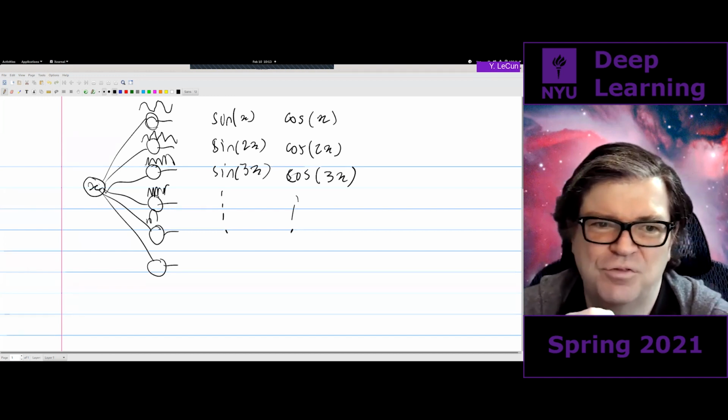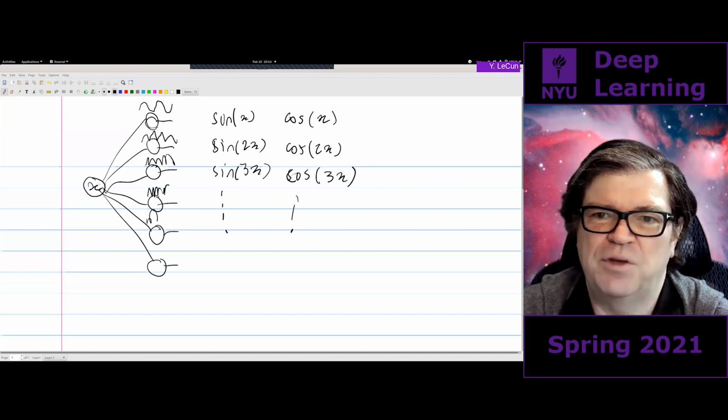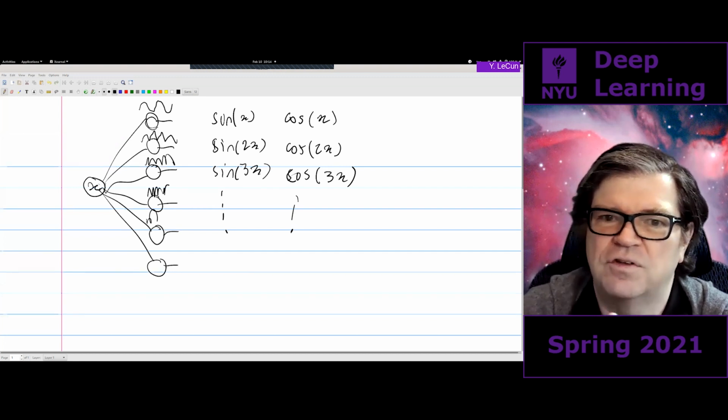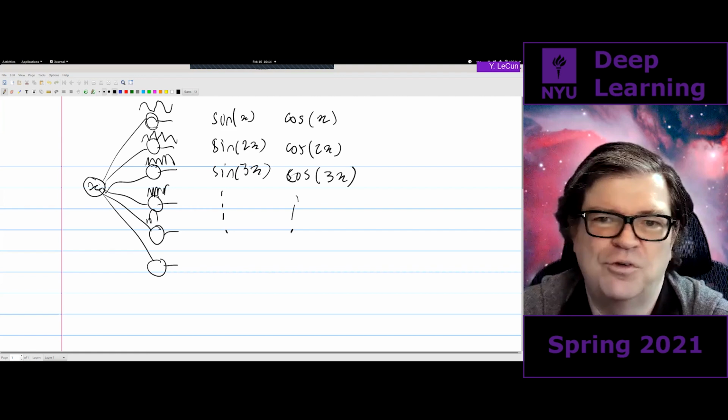So it makes it easier for the system to compute a complex function by computing weighted sums of those basis functions. And finally, polynomials, you can do this with all kinds of stuff.